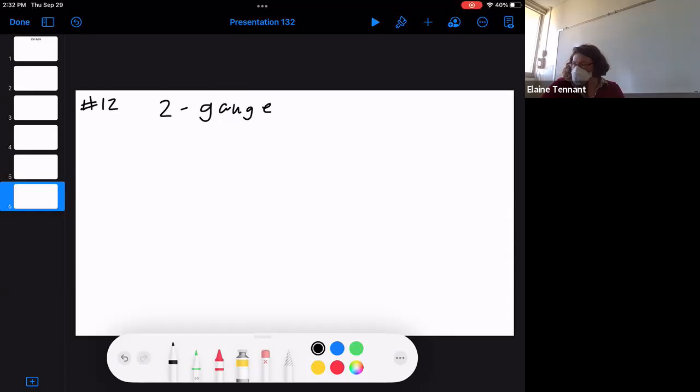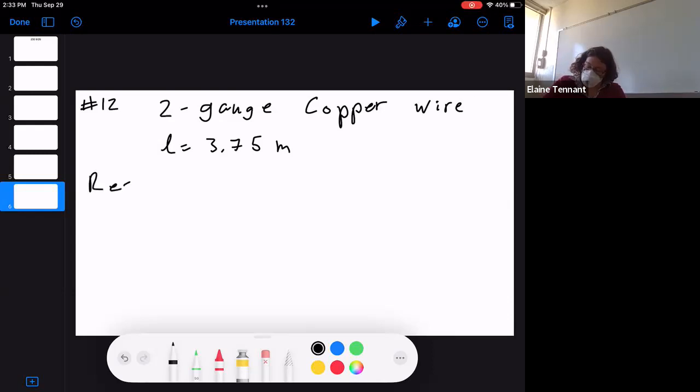So we have a 2-gauge copper wire that is 3.75 meters long, and we're going to figure out its resistance. So that'll be in ohms.